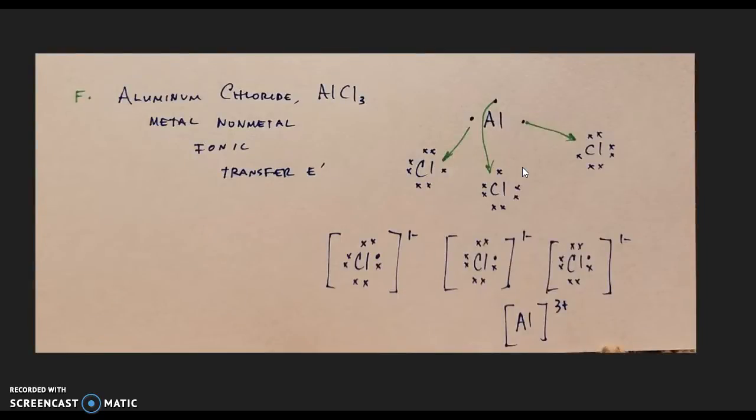Then aluminum chloride, similar to A and B, metal and nonmetal. So we have electrons being transferred to the nonmetal. Similar explanations as before. We have an electron being transferred to the chlorines, which gives all those a negative 1 charge. Aluminum lost 3. And overall, this is neutral now. We have a positive 3 and 1, 2, 3 negatives.